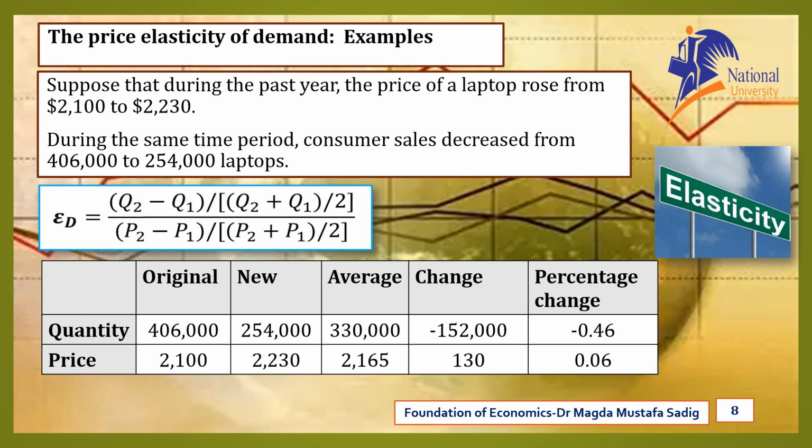We have the average, which is Q2 plus Q1 divided by 2, which is 406,000 plus 254,000 divided by 2. So the average is 330,000 laptops, and the average of price is 2,100 plus 2,230 divided by 2, which is 2,165. Now find the change, which is 406,000 minus 254,000.